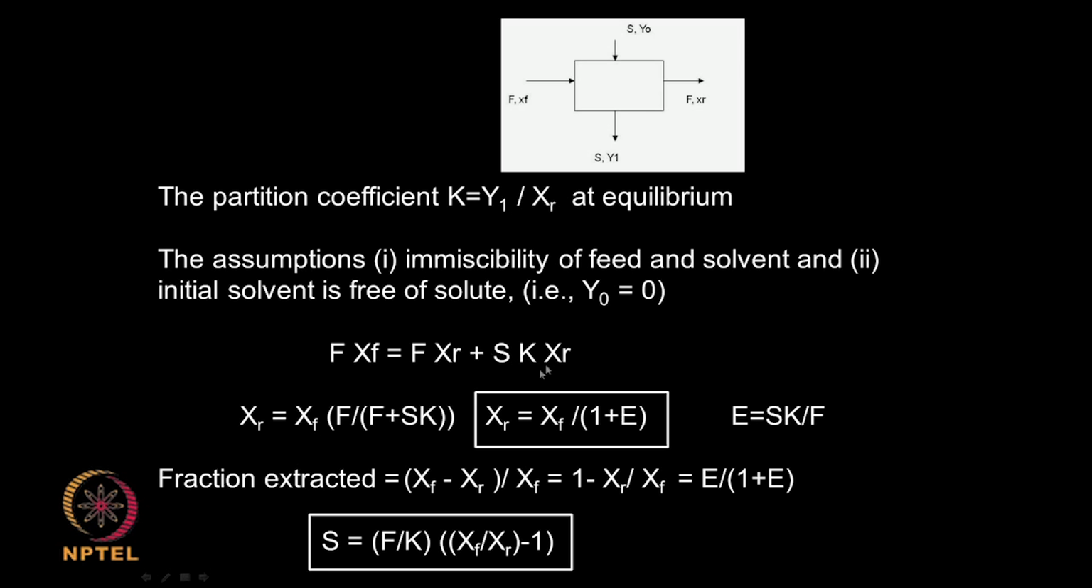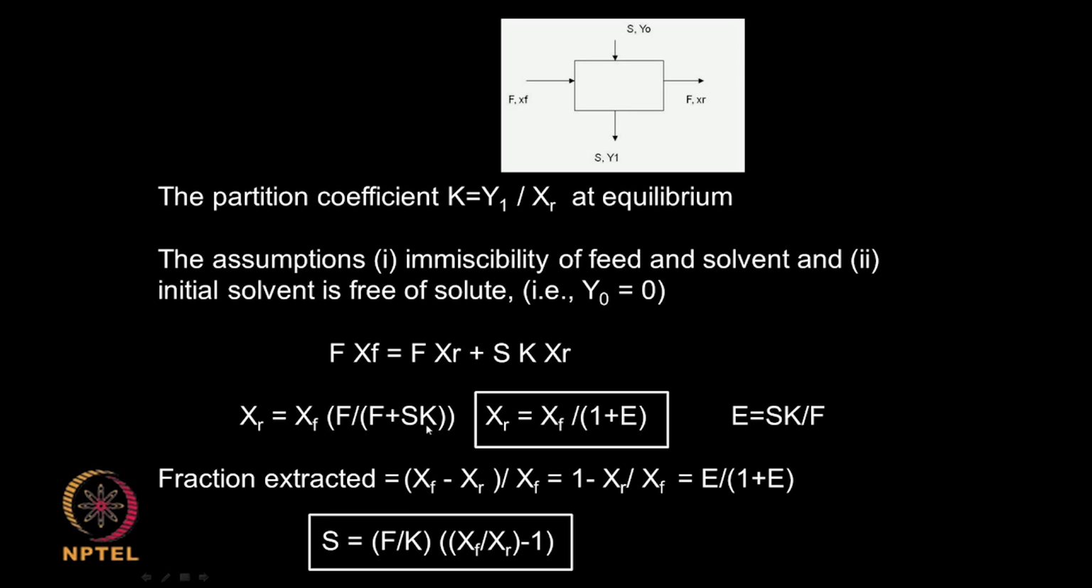instead of Y1 we are putting this in terms of the partition coefficient into XR, because partition coefficient is Y1 by XR, that is the concentration of the solute in the solvent phase divided by the concentration of the solute in the raffinate phase. So, instead of Y1 we have replaced it with K into XR here. So, you can bring the XRs together. So, XR is equal to F multiplied by XF divided by F plus S into K.